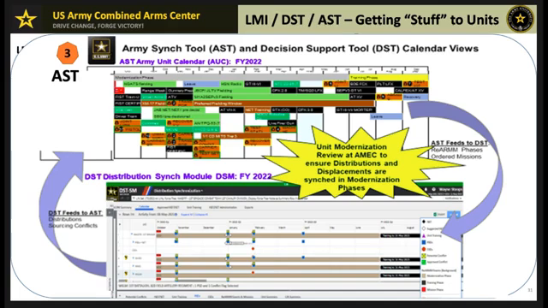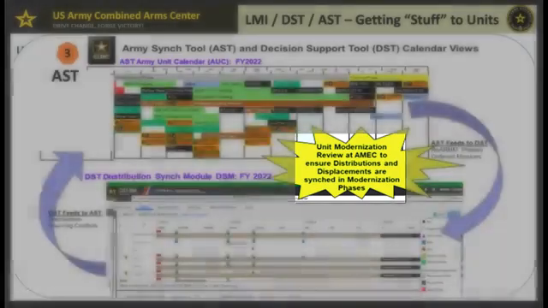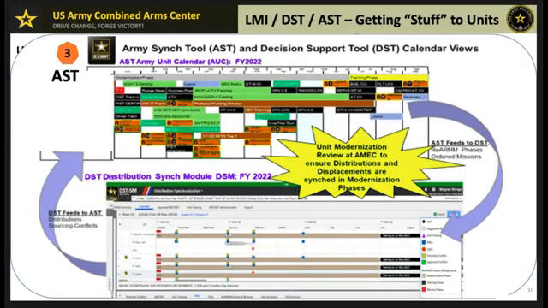AST and DST calendars are regularly reviewed during the Army Modernization Equipping Conference, the AMEC, to confirm that distribution and displacement schedules align with modernization goals. By feeding critical data between AST and DST, the Army maintains accurate, real-time updates on equipment movements.